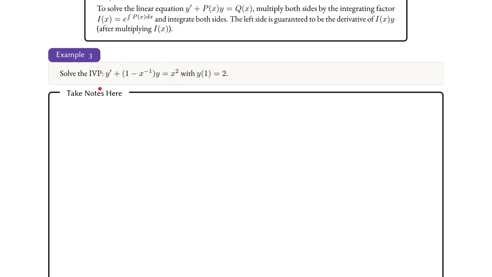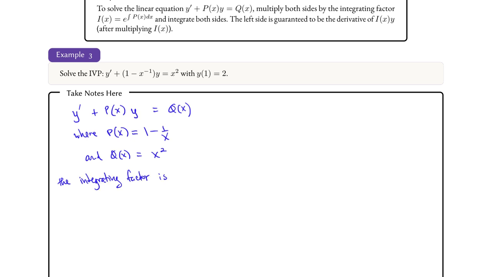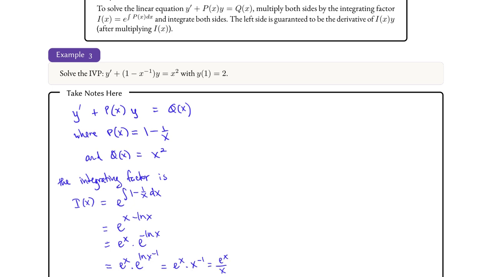This is a first order linear differential equation given the initial condition when x = 1, y = 2. Observe that p(x) is 1 - 1/x and q(x) is x². So the integrating factor is I(x) = e to the integral of p(x) dx, but p(x) is 1 - 1/x. This is e to the x - ln x, which we can simplify into e to the x times x to the negative 1, which is e^x over x.